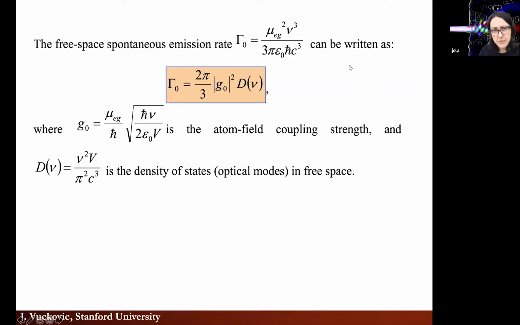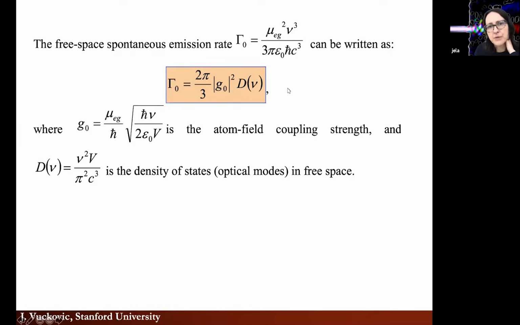So the free space spontaneous emission rate that we derived from the Jaynes-Cummings Hamiltonian can also be derived from Fermi's golden rule. And that's probably what you have seen in some quantum mechanics classes. You would obtain exactly the same result if you start with Fermi's golden rule. But of course, Fermi's golden rule has a finite range of validity. But here, assuming that we're in the range of validity, you would obtain exactly the same result for spontaneous emission rate.